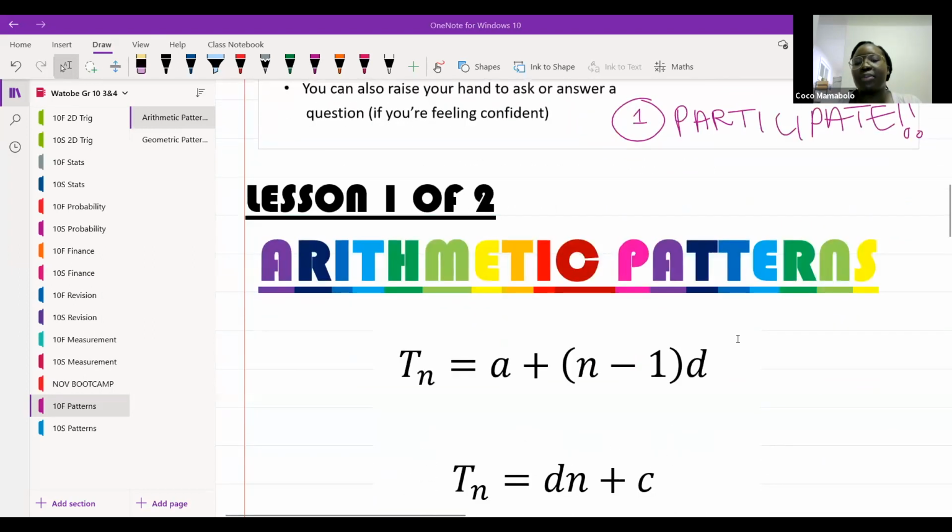All right, so today's lesson, we're going to be talking about arithmetic patterns. So I'm going to ask you guys one more time. Just give me a thumbs up in the chat if you have already done patterns at school. Give me a thumbs down if your teachers have not done patterns with you.